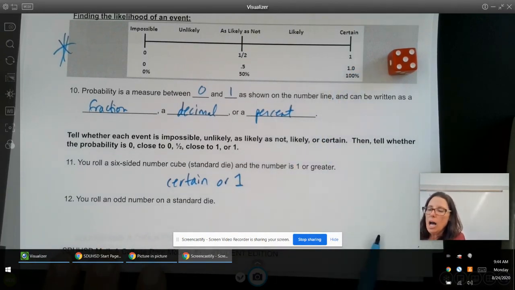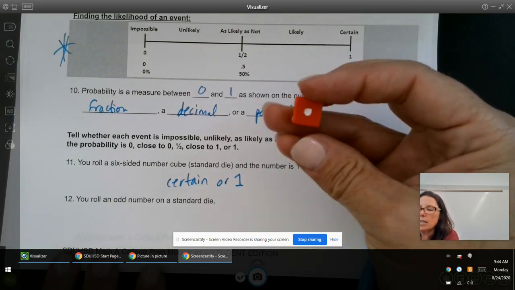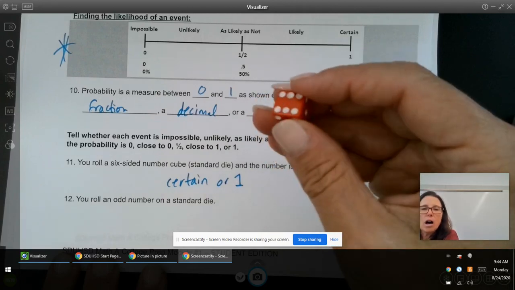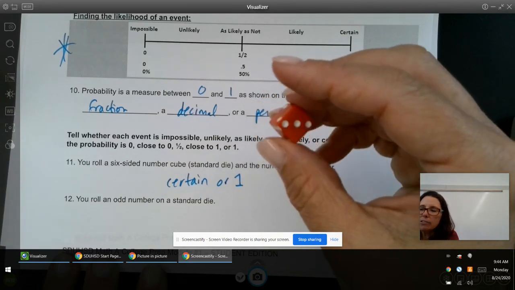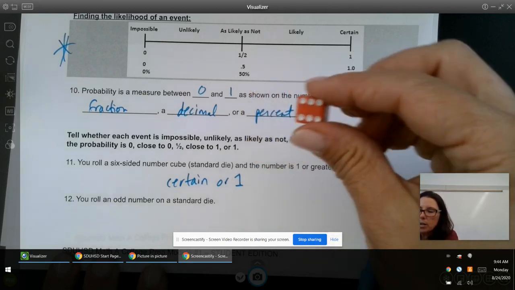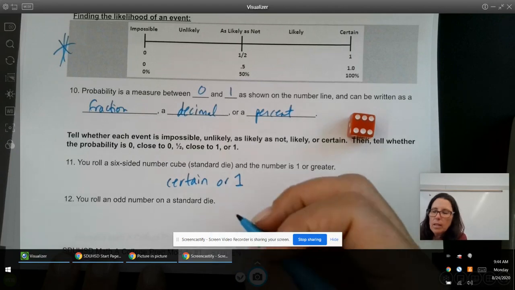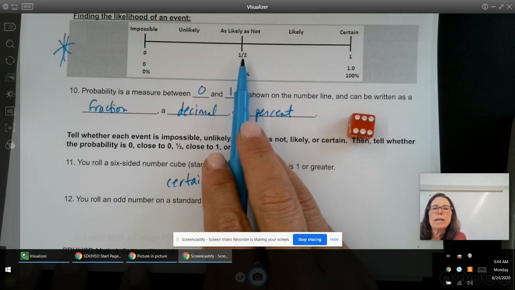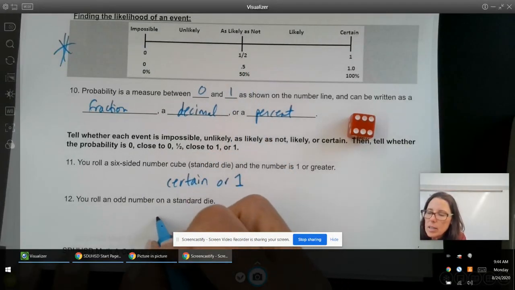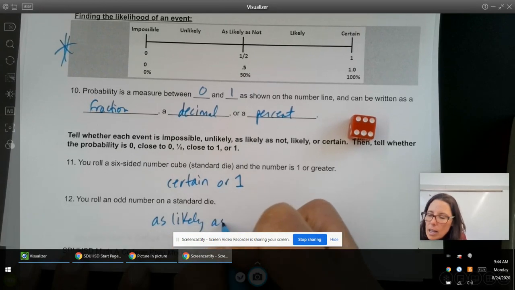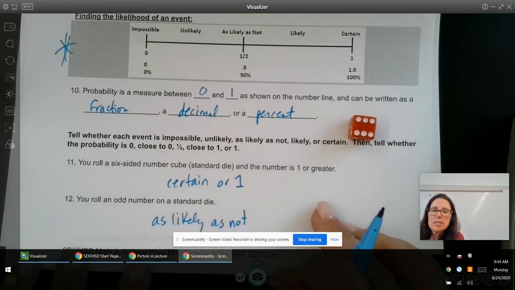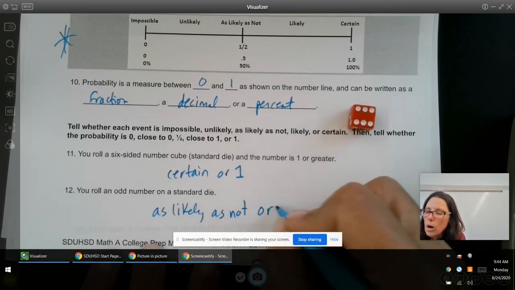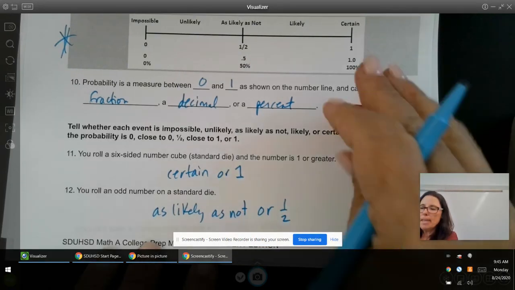You roll an odd number on a standard die. Well, there are 3 odd numbers out of 6, odd meaning 1, 3, and 5, out of the 6 numbers. So 3 out of 6 would reduce to 1/2. That's as likely as not. Fancy words, meaning it's equal. It's an equal chance to get odds and evens. As likely as not, or 1/2.